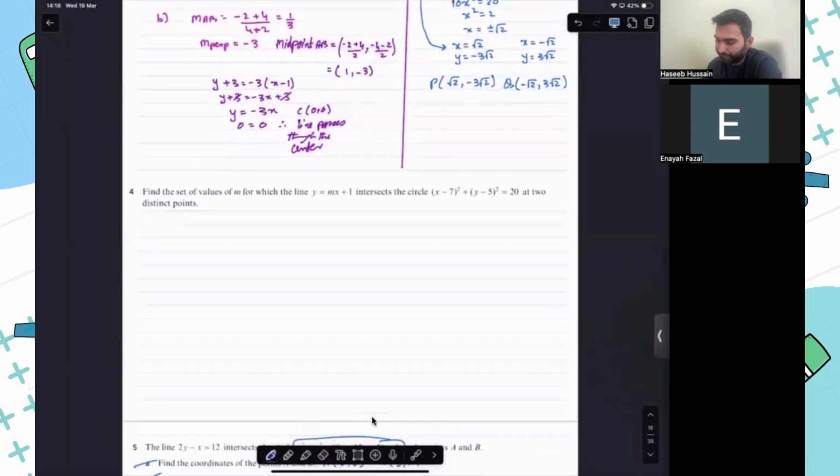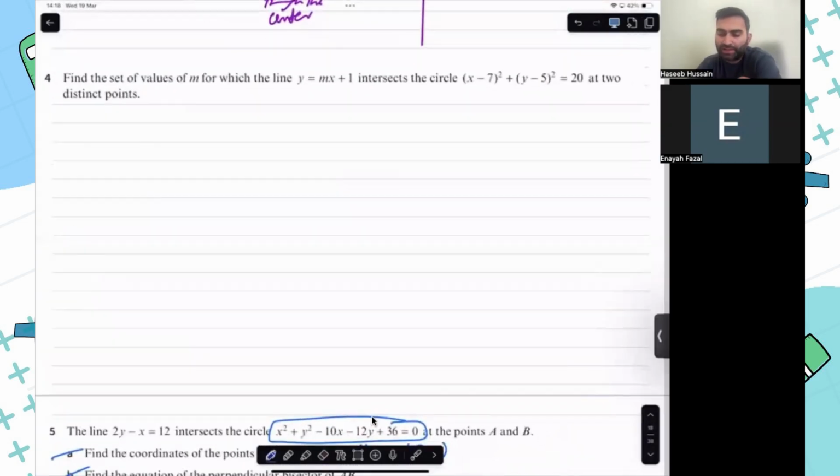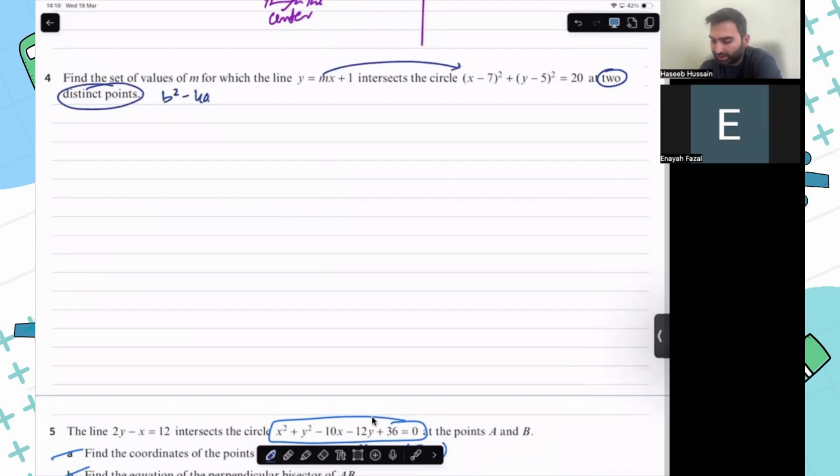All right. So just find the set of values of m for which the line intersects the circle at two distinct points. Intersecting the circle at two distinct points means you substitute, and then b square minus 4ac is greater than 0. So (x minus 7) whole square plus (mx plus 1 minus 5) whole square equals 20. Get it?